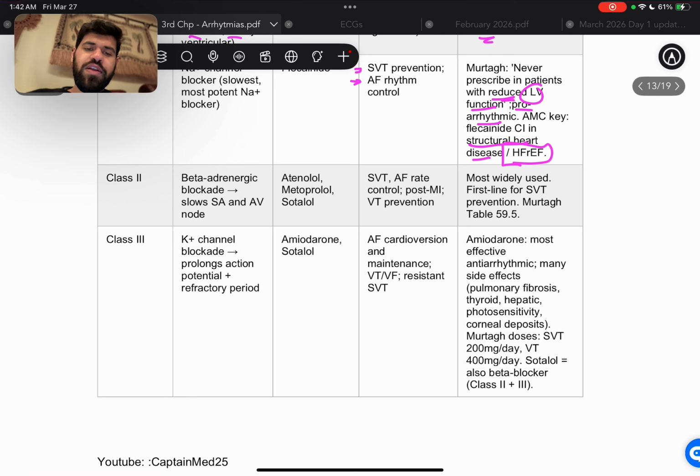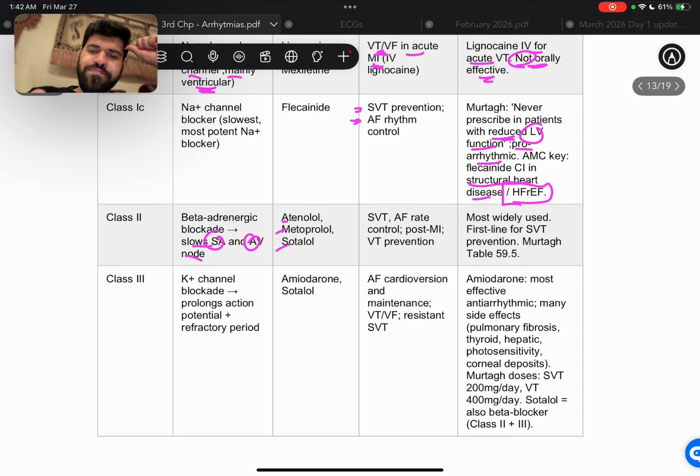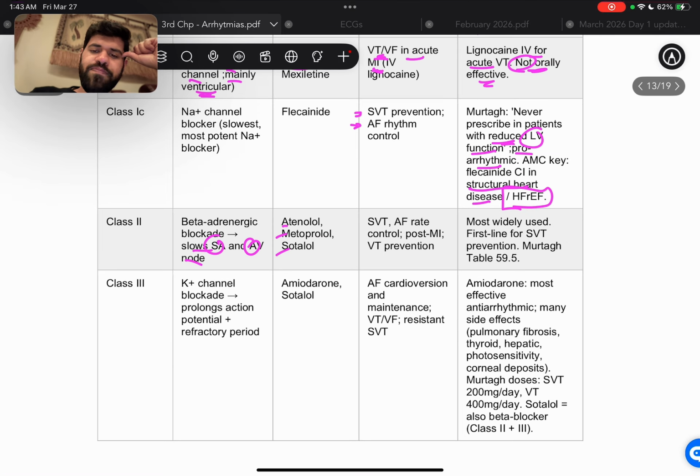Now, class 2 is beta adrenergic blockade, which slows SA and AV nodes. So atenolol, metoprolol, sotalol. It causes bradycardia. Any disease whose underlying cause is a lot of depolarization, excitation, and increase in heart rate, logically that's where we use beta blockers. So SVT, AF, and post-MI VT prevention. Most widely used first line for SVT prevention, we give beta blockers.